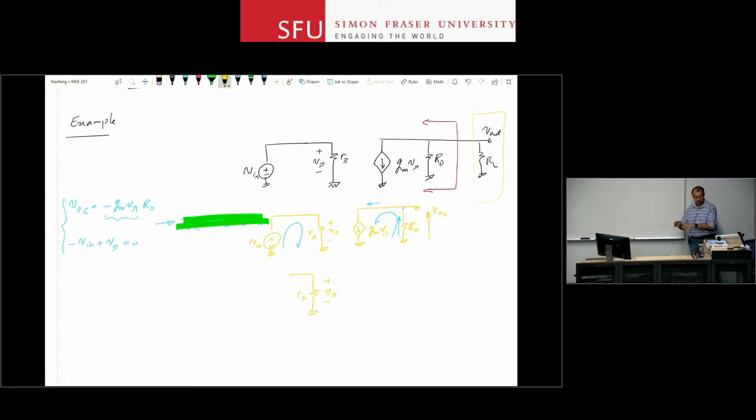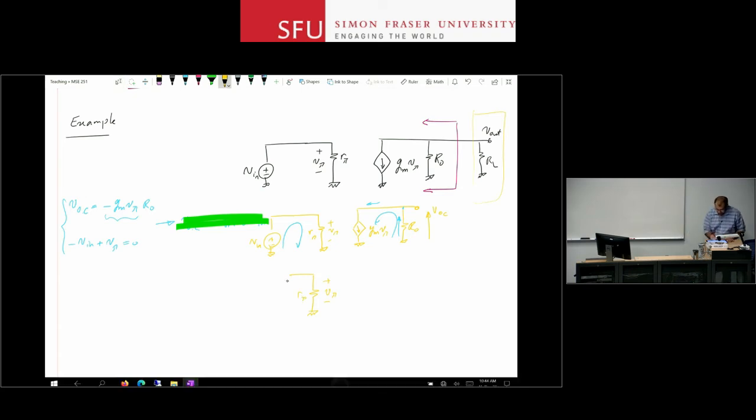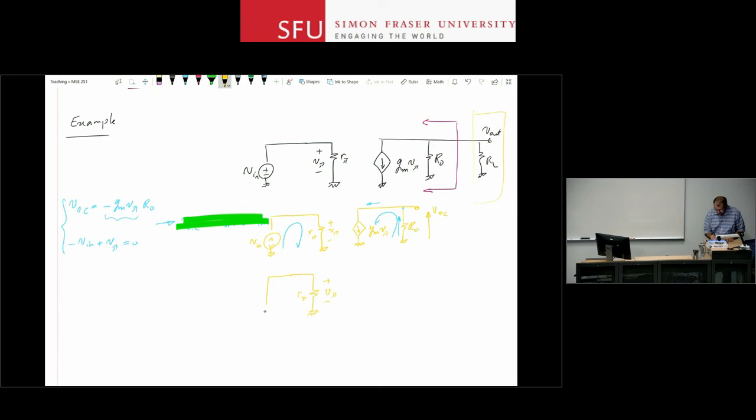zero all the independent sources. So I had V in at the input that I need to zero now, so V in is replaced with a short circuit. If I had a current source, it would have been replaced with an open circuit. Now, on the right side of that gap, I had a dependent current source. So remember, dependent current sources stay, whose value is gm V pi. Then I have my RO here.